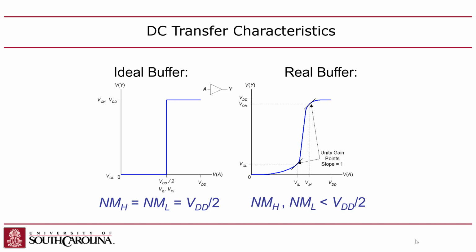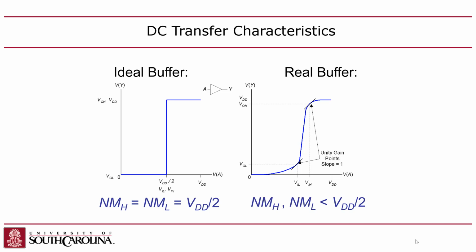But in reality, you get something that looks more like this, where as you increase the input voltage, the output voltage starts to creep up. Then at some point the slope rises dramatically, after which it levels out again. It looks like an S-curve. If you look at the point on this curve where the slope is 1, that's called the unity gain point. There are going to be 2 of those, one, and I guess one right here.